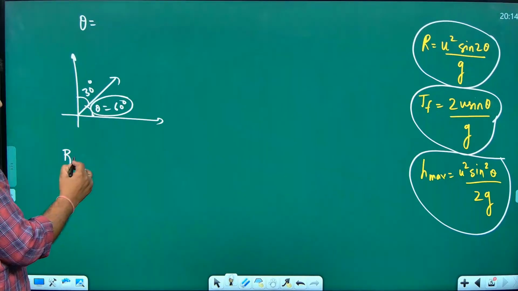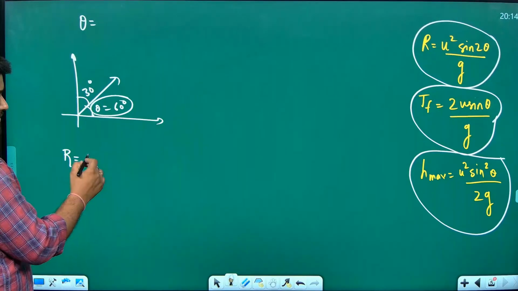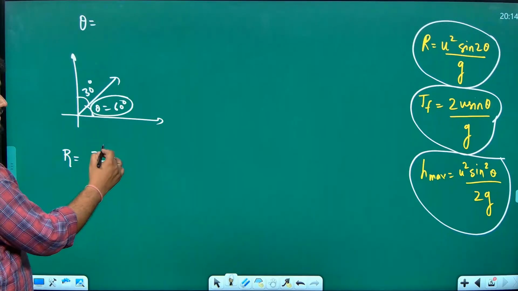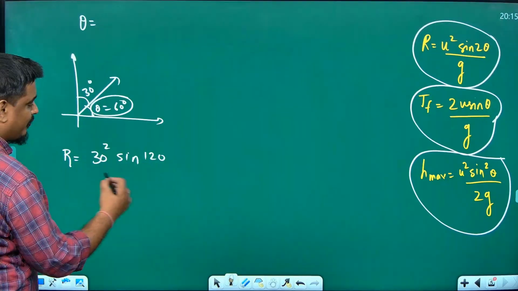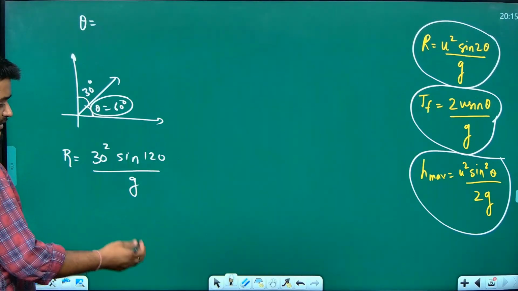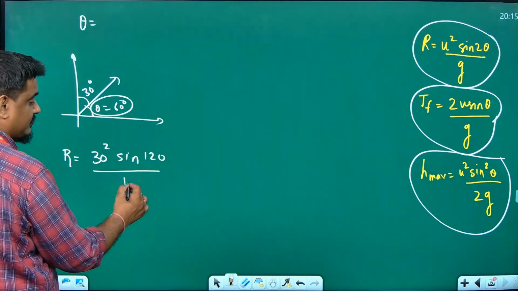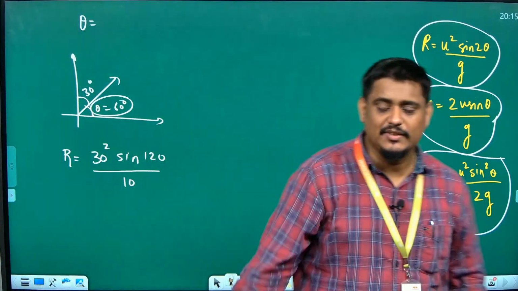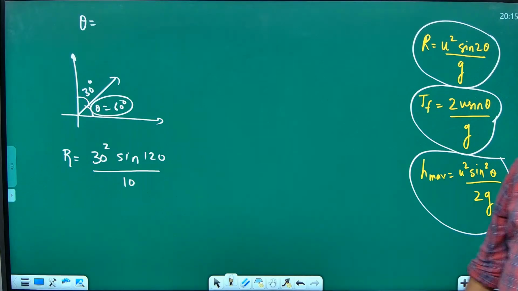What is the value of range? U is given as how much? 30 meter per second. So 30 square sine 120 by G. Sine 2 theta. Theta is 60. What is 2 into 60? 120. That's how it came.